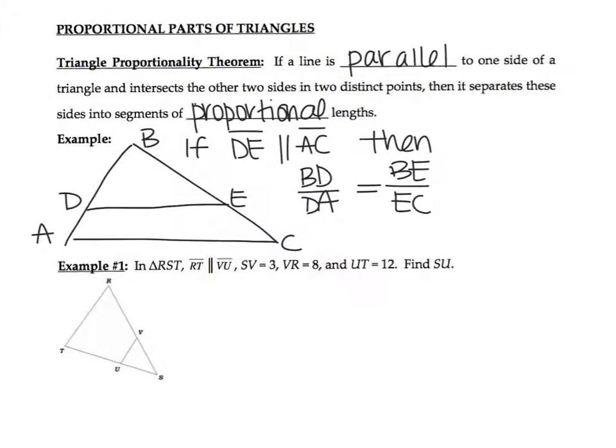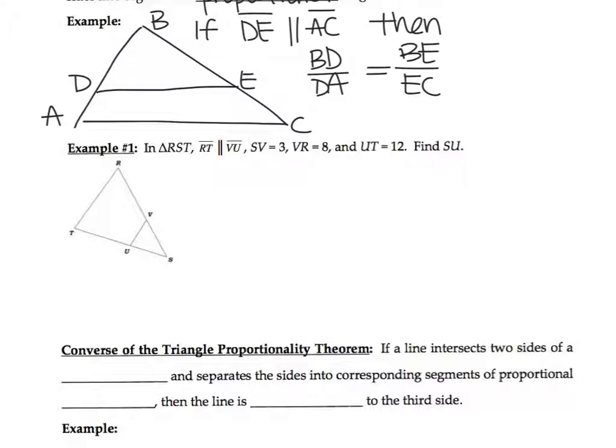So let's take a look at this in an example. In our triangle RST, we have that RT is parallel to VU. We know SV is 3. We know VR is 8. We know UT is 12. We want to find SU. So I'm going to label it x next. Because RT and VU are parallel, by the triangle proportionality theorem, we know that SV over VR has to equal SU over UT. We're going to use this to help us solve for x.